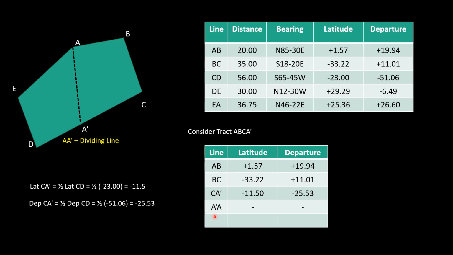Okay, now how about the latitude and the departure of A prime A? Since ABCA prime is a closed traverse, then naturally the sum of the departures and the latitudes will be equal to 0. So adding up all the latitudes and the departures of the lines equal to 0, we'll be able to find the latitude and the departure of A prime A. And these are 43.15 and negative 5.52 respectively.